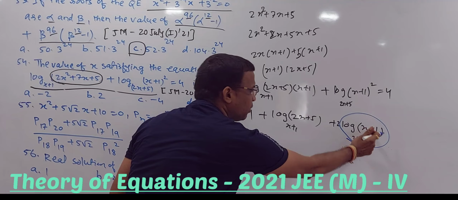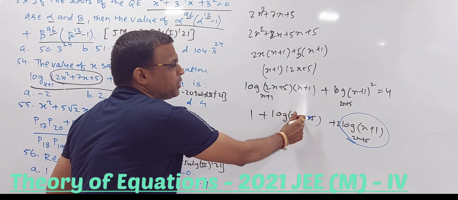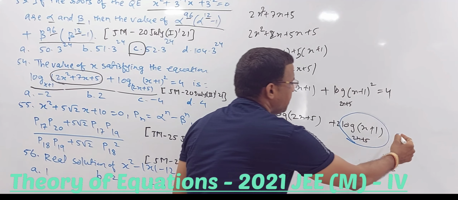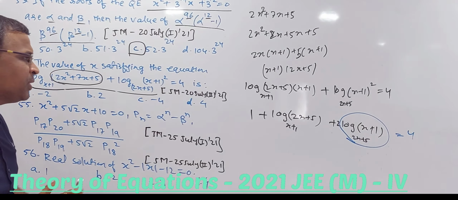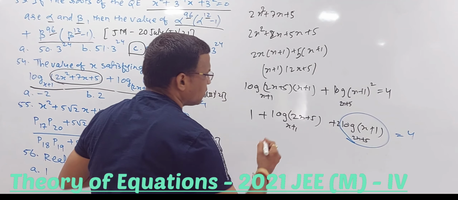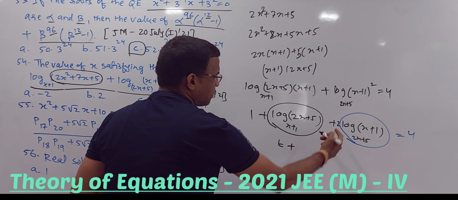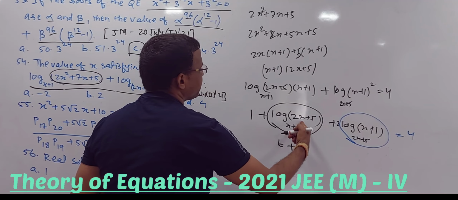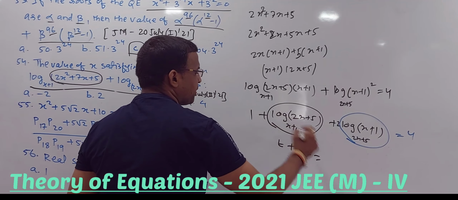Log of a to the base b and log of b to the base a. So we know the basic rule of logarithm, we can apply that, is equal to 4. 1 shifted to the other side, so it becomes 4 minus 1, 3. So ultimately, suppose I took this to be t, plus 2 times, I hope you understood that this will be 1 by t. So t plus 2 by t is equal to 4 minus 1, 3.